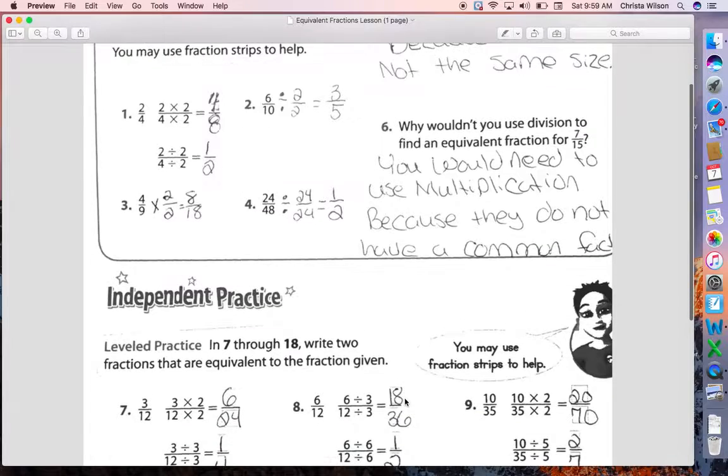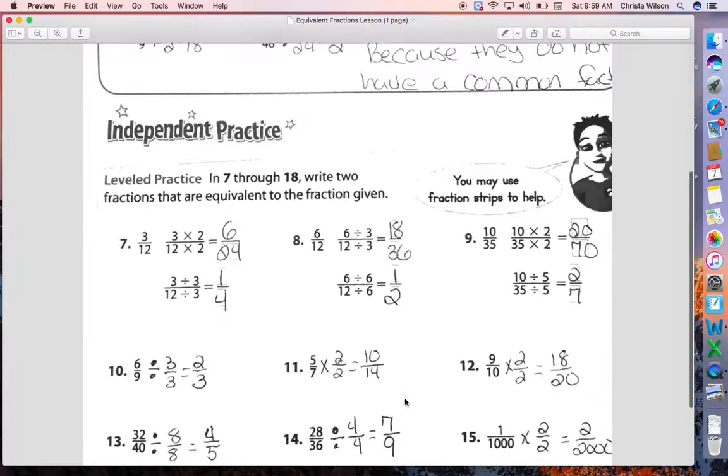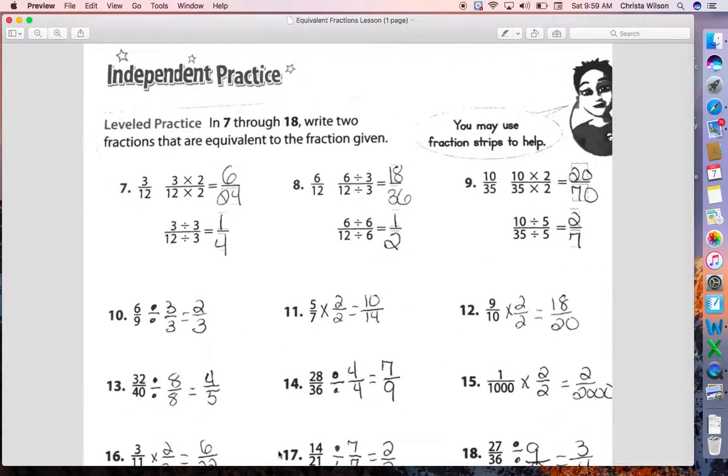Okay, so let's go down here to some independent practice. And these just told you basically what to do. With 3/12, you can either multiply it to create 6/24, or they both have a common factor of 3. 3 can go into itself 1 time, and 3 can also go into 12 4 times. So you can do both with these to create equivalent fractions. This one right here is in its simplest form. You cannot reduce it any further.